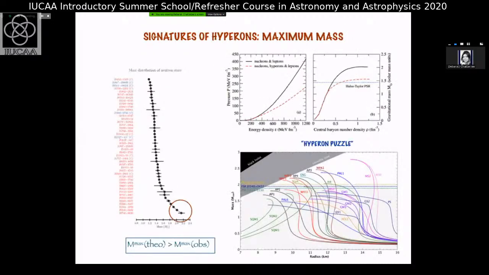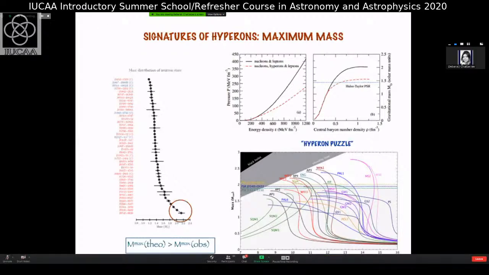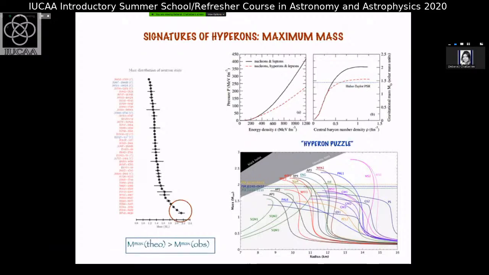So let us quickly look at a few signatures of such strange matter. Can we identify the appearance of such strangeness-containing particles from astrophysical observables? Let us look at hyperons. For example, we already said that if hyperons appear, the pressure will be reduced. So you can see in the right-hand plot on the top the equation of state being softened, and therefore if you solve the TOV equations, you get the maximum mass. So this should also be lower.